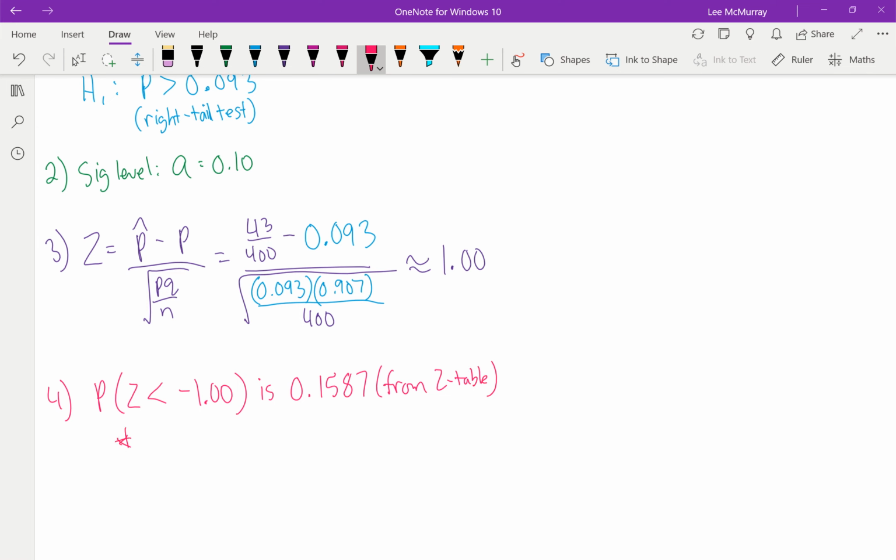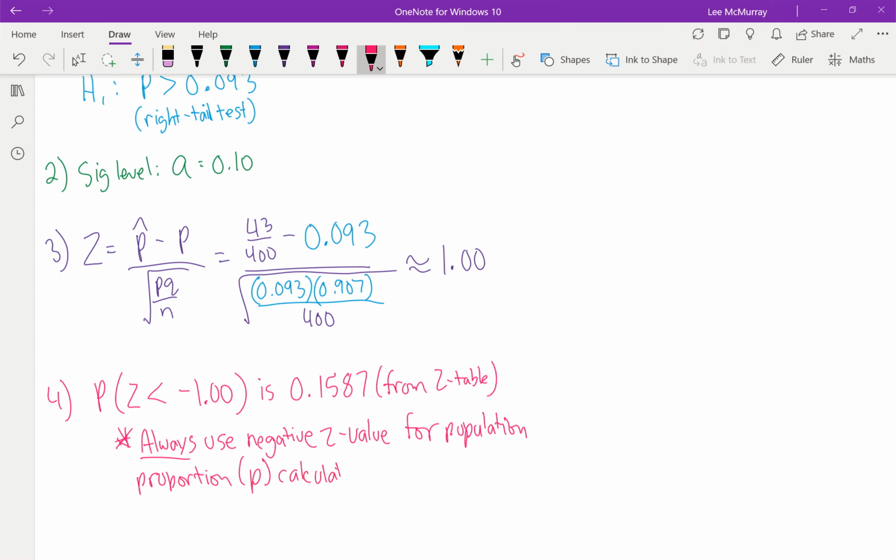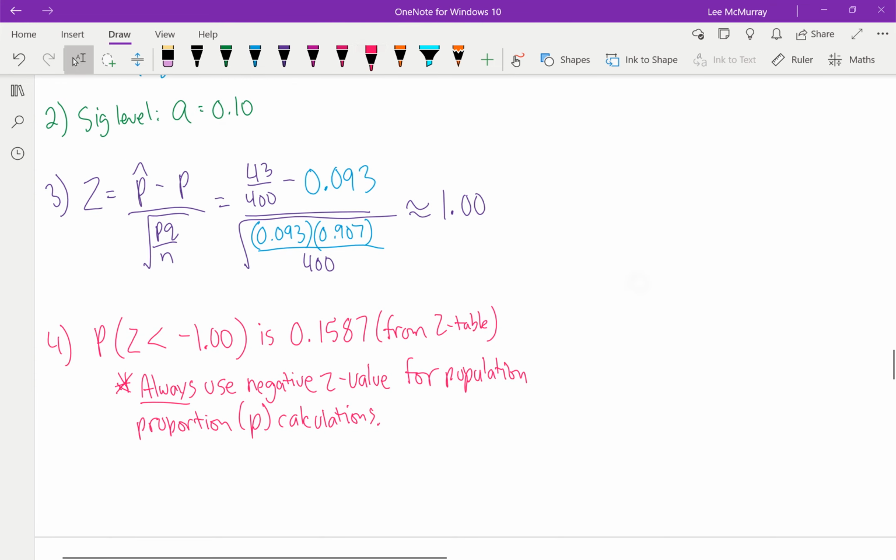Okay, and I know I haven't looked that up in a while in the last few lectures, but we had lots of practice with that. So now I just want to make a written note here so we remember why that's all of a sudden negative. We're always going to use the negative z value for proportion, say population proportion, which is P, calculations. That was just one of those rules we read, right? That's always going to be the case. So whatever you get, positive or negative, we just look up the negative value. Okay.